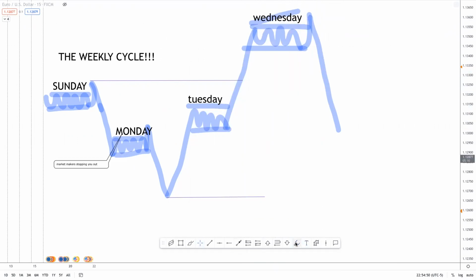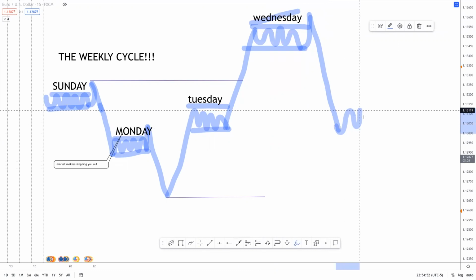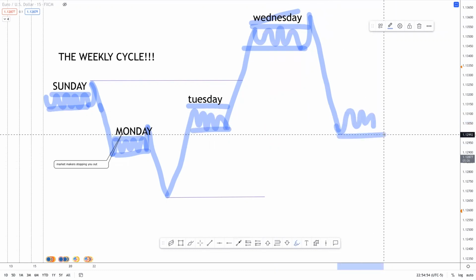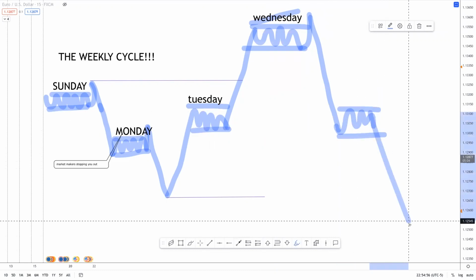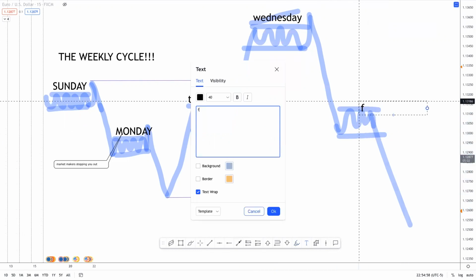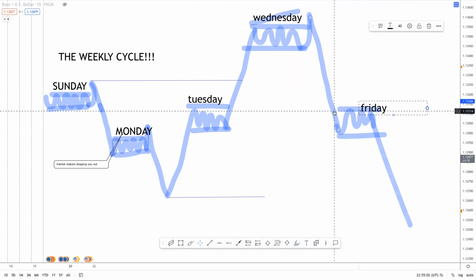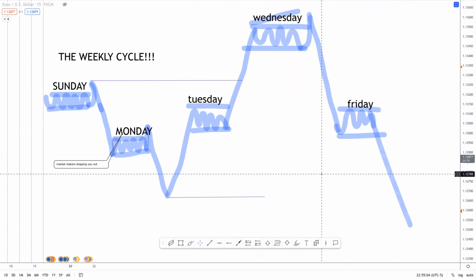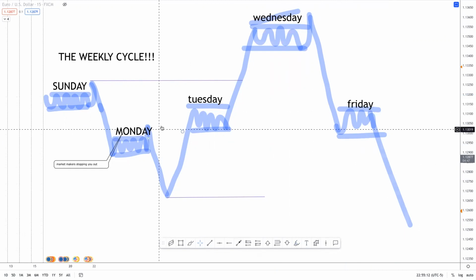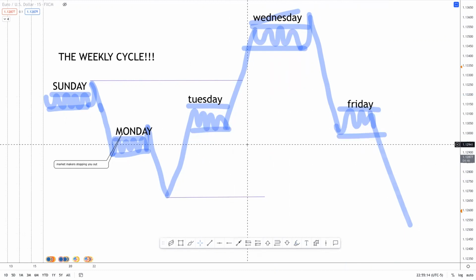So this would be Wednesday. And then what we can expect is on Friday the move to continue. So this is the general anatomy of what the weekly cycle is. How many variants are there of this, you would say? That is something you absolutely need to backtest. This is the main variant. This is what the weekly cycle is.